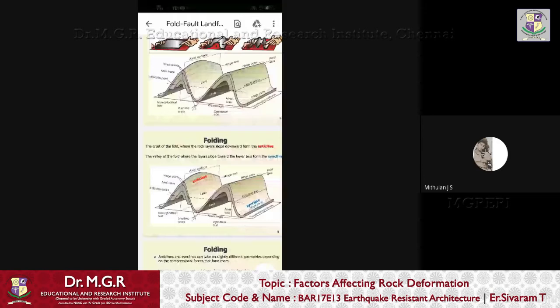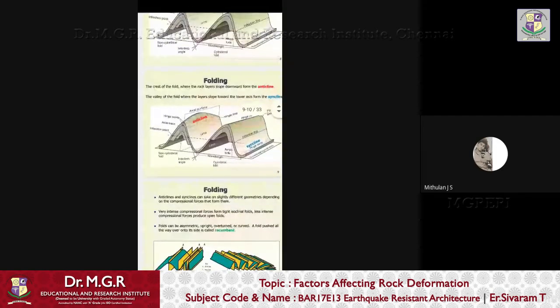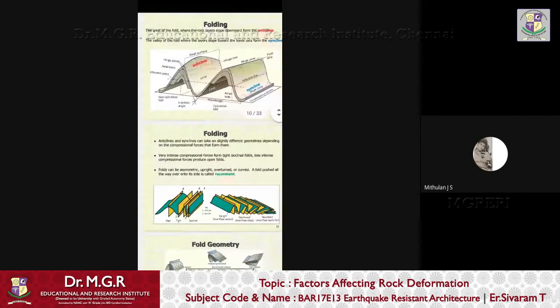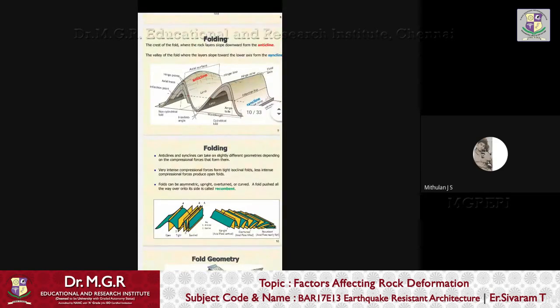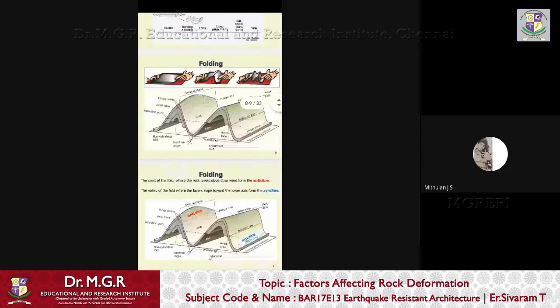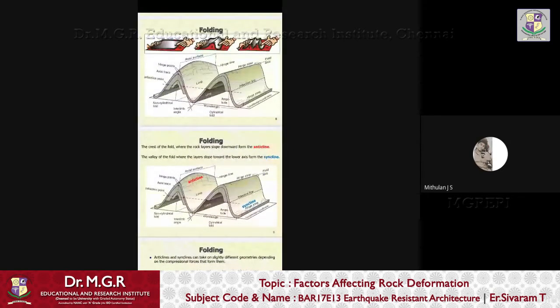In fold, we already studied that because of compressive force acting on anything, that causes the folding. There are two types in folding: one is anticline and the other is syncline. Please take down notes, because if you keep on looking into the class, you can't understand anything. Take down this drawing so that it will be helpful while reading, and you can understand easily. Take down this drawing.